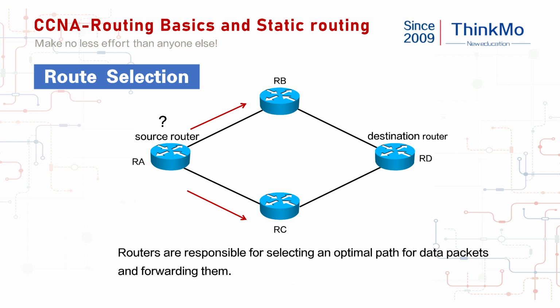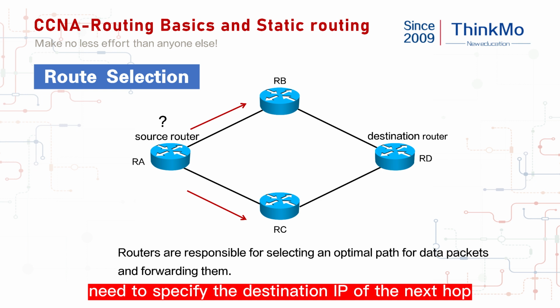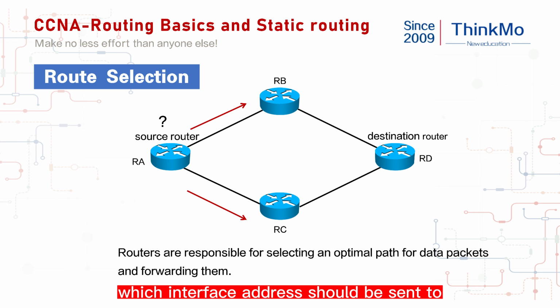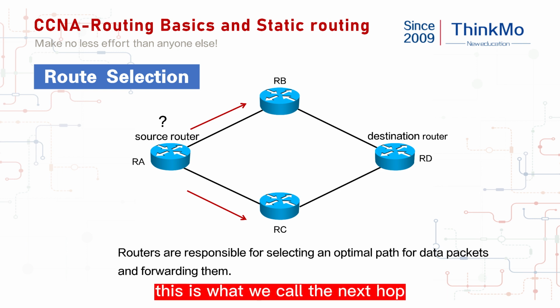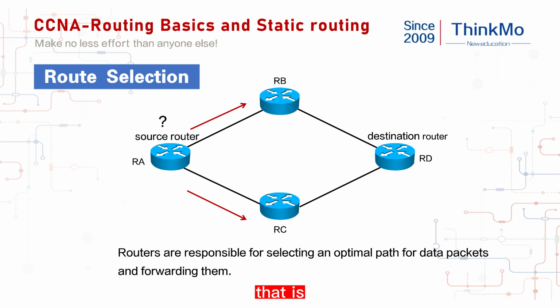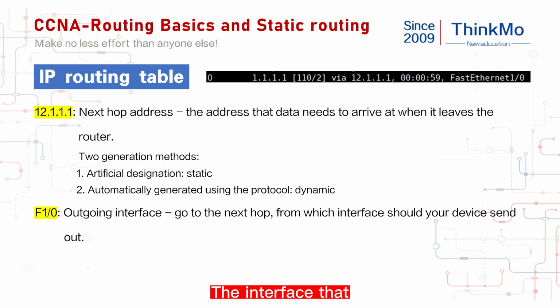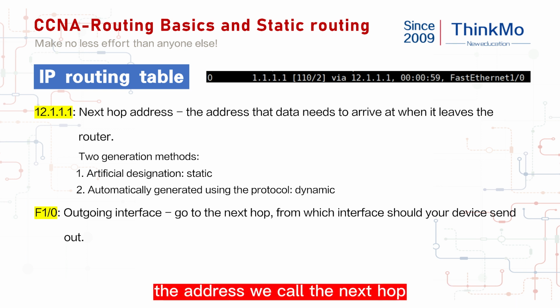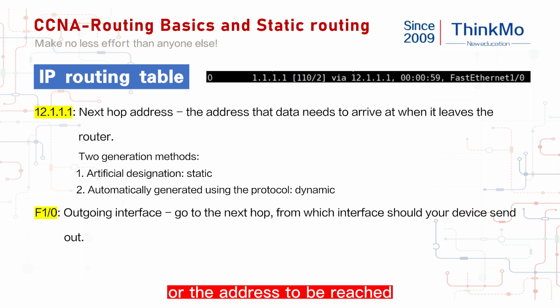Then when forwarding, it needs to specify the destination IP of the next hop, because it involves future ARP requests. That is, after this data is sent out, which interface address should it be sent to? This is what we call the next hop. It's just that after this data is sent to the left interface of the router, that is, the left interface of RD, this is called the next hop. The interface that the data needs to arrive at when leaving the router, the address we call the next hop, or the address to be reached.